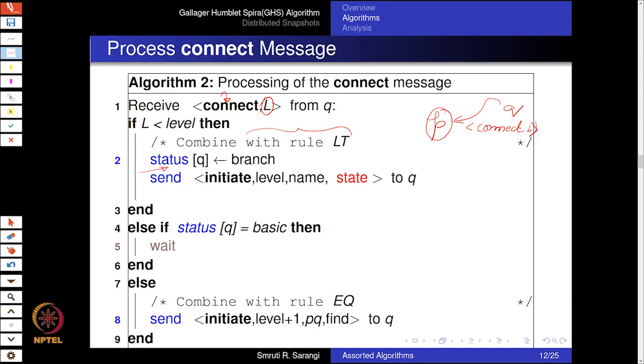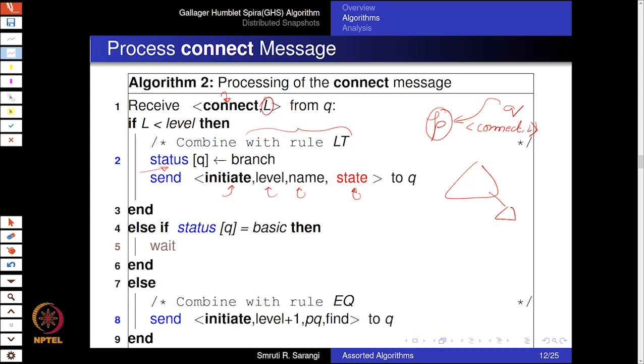And then I will send an initiate message to the smaller fragment. This is a large fragment. I'll send an initiate message to the smaller fragment saying that, look, I have accepted your connect message. As of now, you are initiated. This is your new level. This is your new name. This is your new state. And the state is whatever is my state.